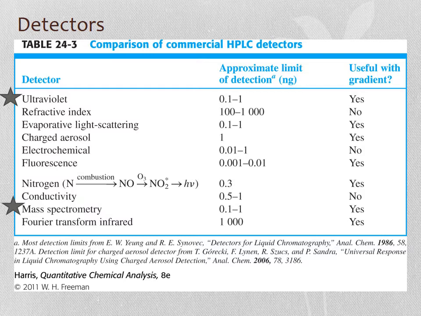But the other thing to notice in this table is whether something is useful with a gradient. Gradient elution really helps you to save time and get better resolution. But some of these things, like refractive index, are really not useful with a gradient because they depend on the property of the solvent. And so if you're changing the solvent with those, then you've got problems. But ultraviolet and mass spec don't have any issues with gradients. You can move forward with your life happily doing that with gradients.